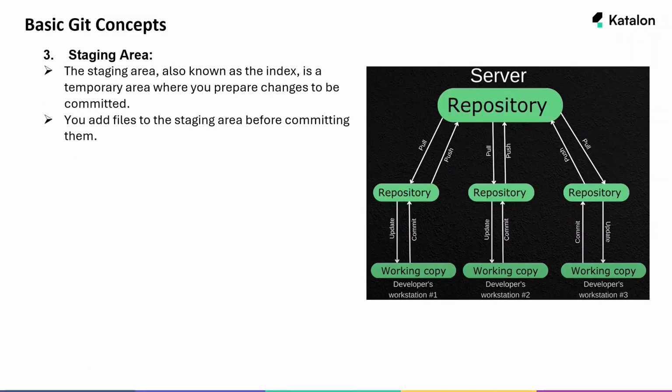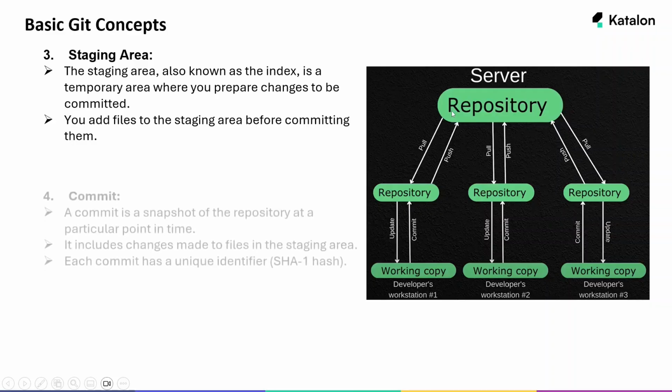And then our next concept is staging area. The staging area, also known as the index, is a temporary area where you prepare changes to be committed. So whenever you make changes in your local directory, you are going to commit the changes to your staging area first. So you add files to the staging area before committing them to the Git repository.